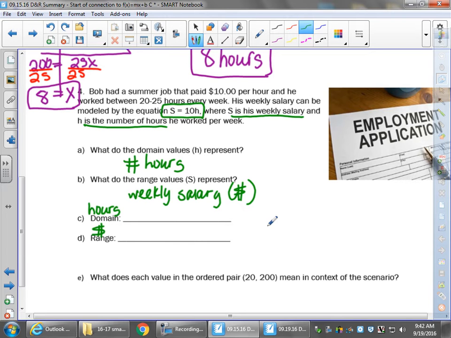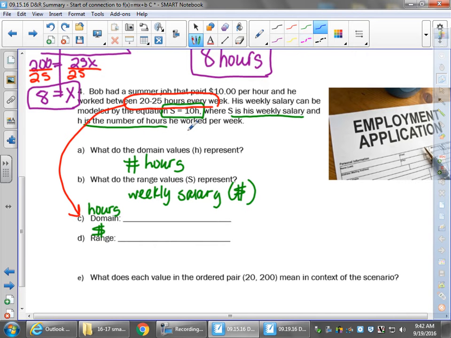Does this tell me anything about a restriction on hours or range? New voice. Who says yes? Raise your hand if you say yes. What is it? Very good. 20 to 25 hours every week. Is this a restriction on my domain or my range? Domain. Very good, because domain is all about hours.